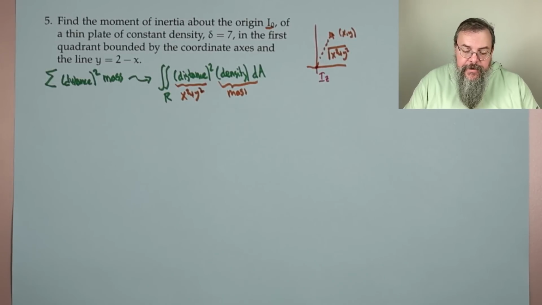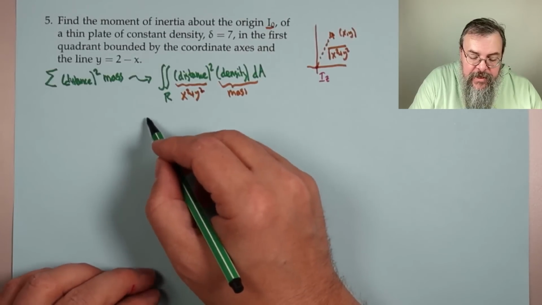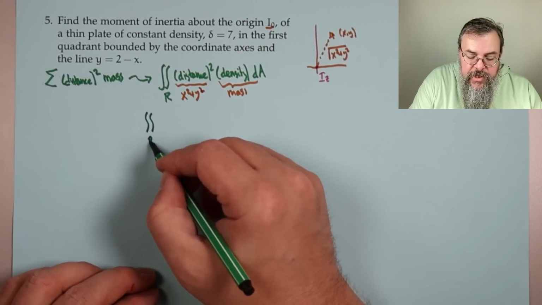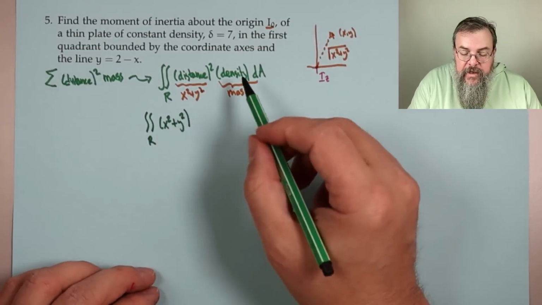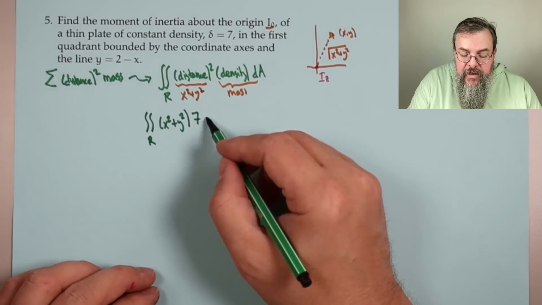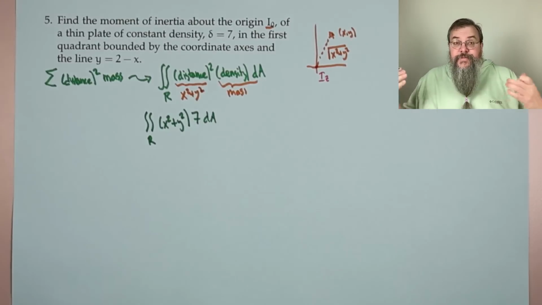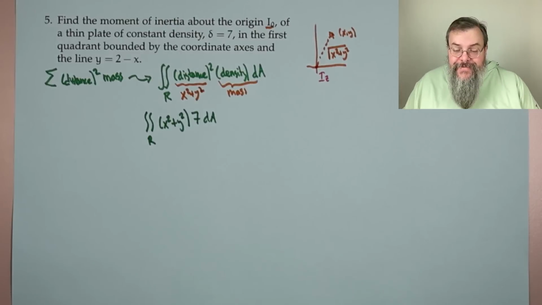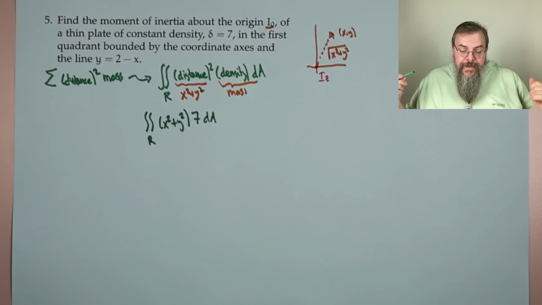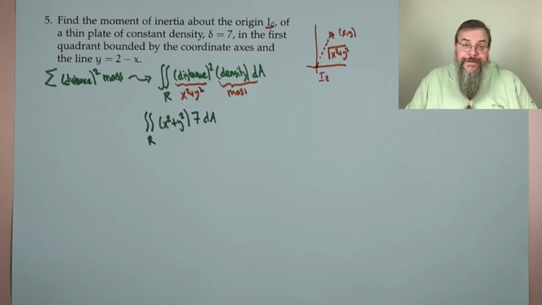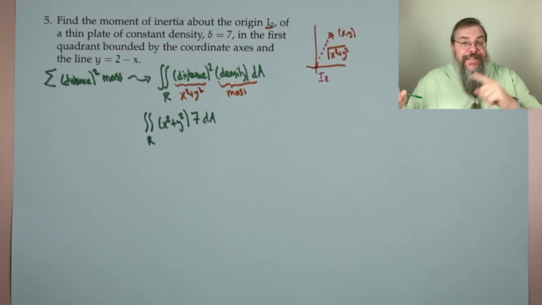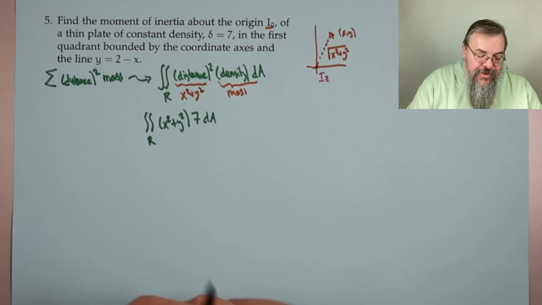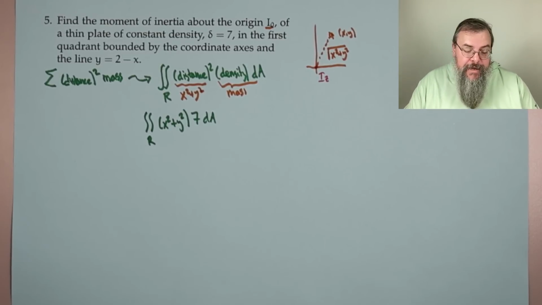Well, we're almost there, right? This is our integral over our region of x squared plus y squared, and then our density is 7 and dA. So that's what we need to compute. And we're almost done, right? Well, no. We actually have to carry out the integral. So let's start by setting up our bounds.